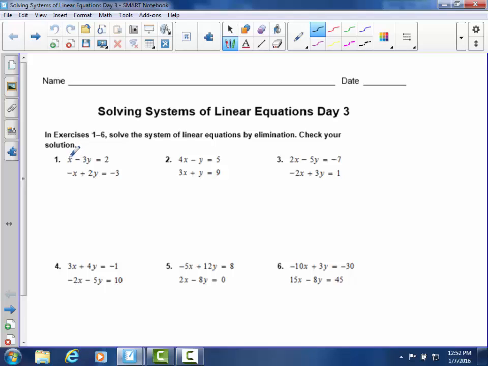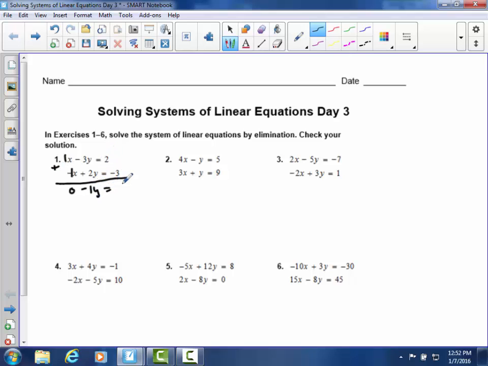So we either want them to have opposite coefficients like we do here, 1 and -1 are opposites, right? Or we want them to have the same coefficient. If they have opposite coefficients, we add the two equations together. If they have the same, we'll subtract. So 1x plus -1x is 0. And then -3 plus 2 is -1y.